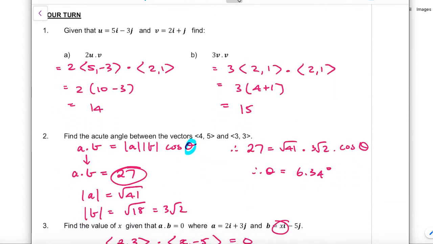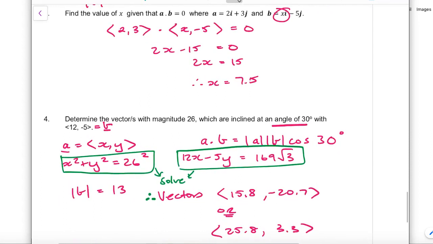So our solutions to question 1 are just some simple use of the scalar product, multiplying the i components and adding on the j components. We get 14 and 15 as our scalar results. In question 2, we're asked to find the angle between the 2 vectors. That's asking to find theta. We know what the scalar product is worth, which is 27. We also know the magnitude of the 2 vectors I've called A and B, and therefore we can find the angle at 6.34 degrees.